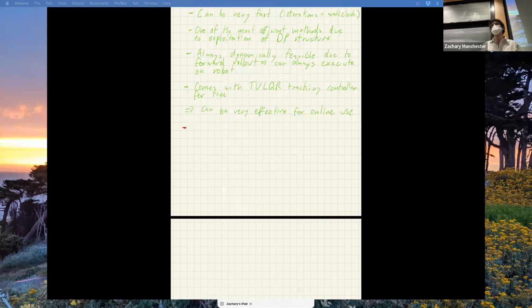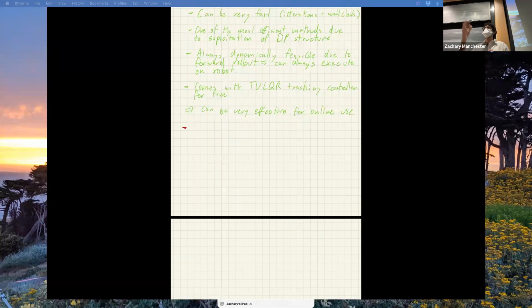Can you give an example where, before convergence, what you get would not be dynamically feasible? Like here you mentioned that it's always dynamically feasible. Yeah. So because you're always doing forward rollouts, anything that comes out of a forward rollout here is going to be dynamically feasible. So any of these algorithms will give you anytime dynamic feasibility.